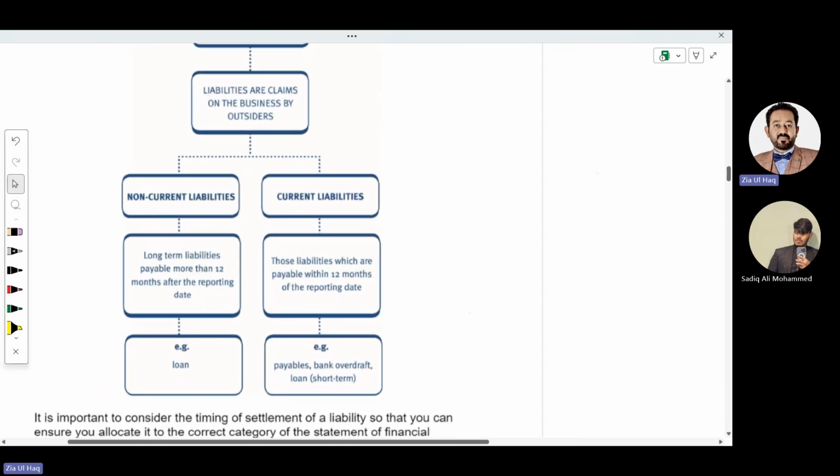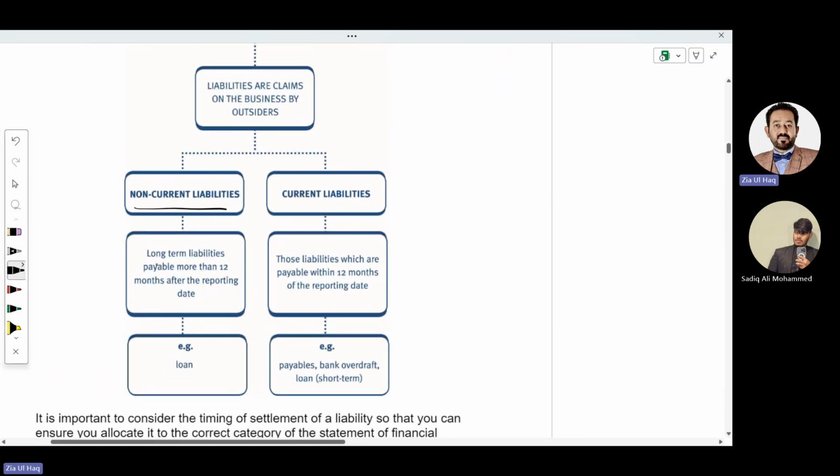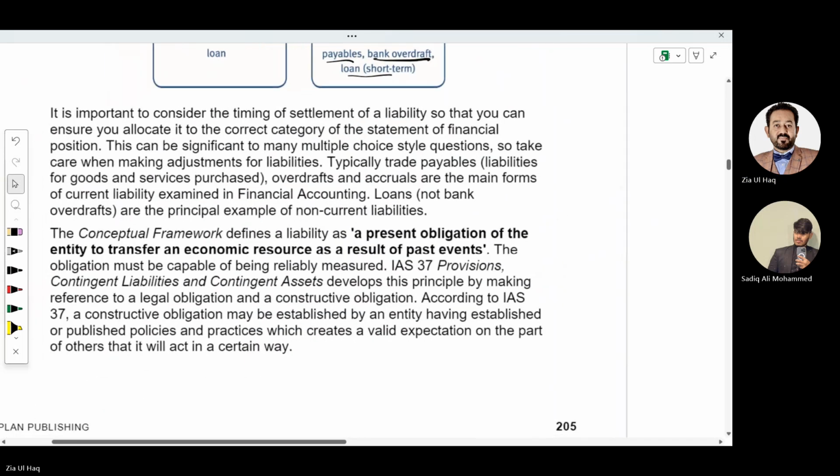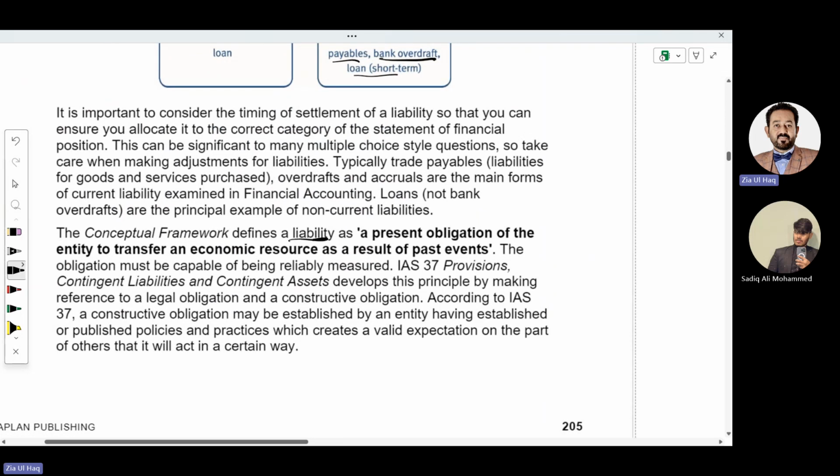So liabilities are of two types. Non-current liabilities, also called long-term liabilities, that we need to pay in more than 12 months, for example loans and leases. And current liabilities that we need to pay in 12 months, like payables, bank overdraft, or short-term loans, like 6 or 9 months loans. So what is a liability? A present obligation of the entity to transfer an economic resource, meaning we need to pay cash as a result of a past event, because we have bought something in the past on credit basis, or we have done something in the past that we need to pay.